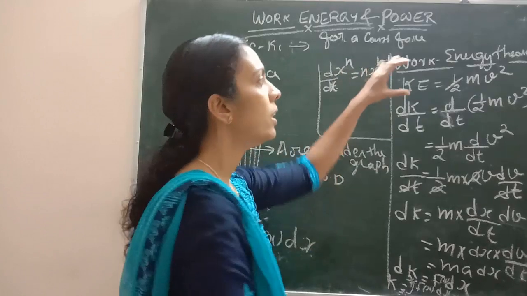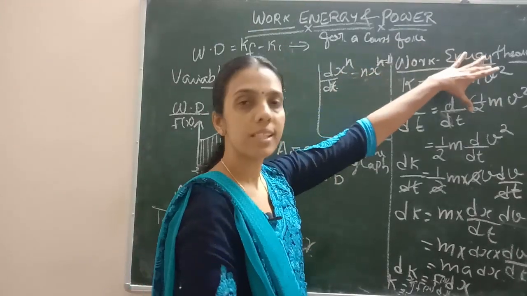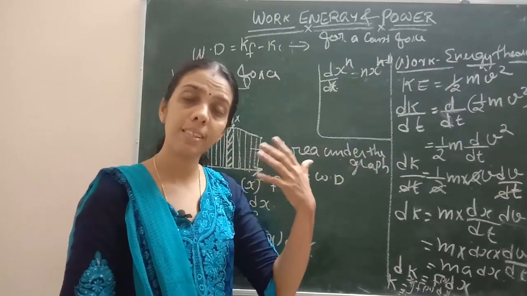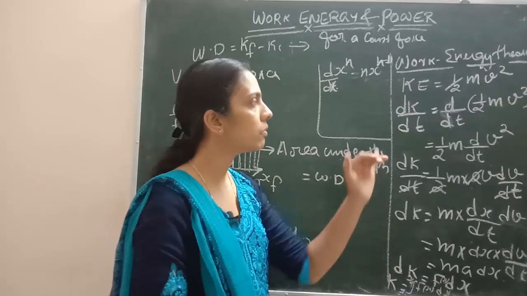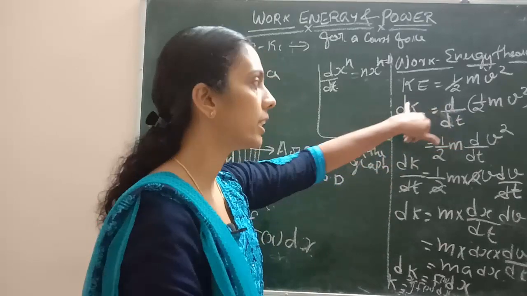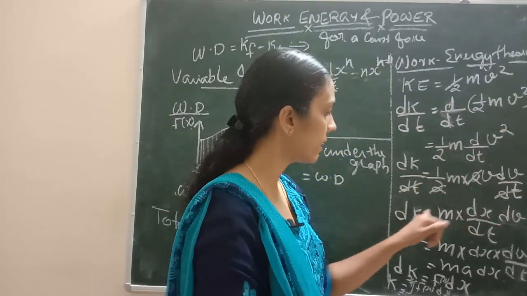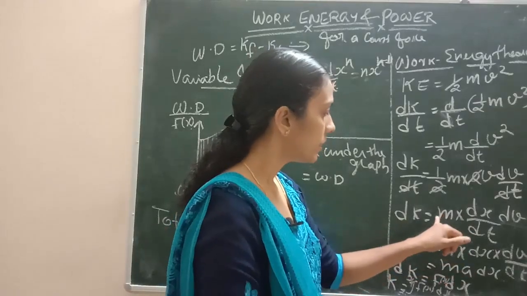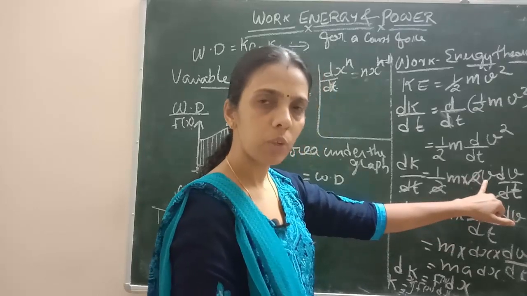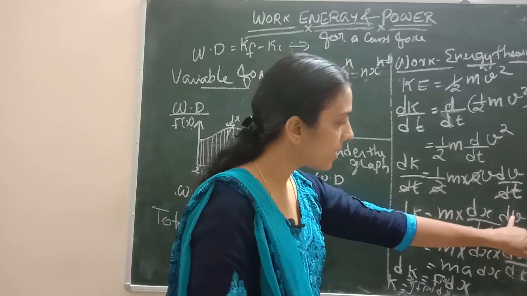Once more I will tell you. Here also we are finding out the kinetic energy. Kinetic energy equals half mv square. So the force is changing in between, isn't it? It's a variable force. If it is a variable force, then with respect to time, velocity is changing. dK by dt we found out. While finding d by dt and cancelling everything, we will get m into v into dv. Instead of v, what can we substitute? dx by dt. Now we are considering dv by dt.